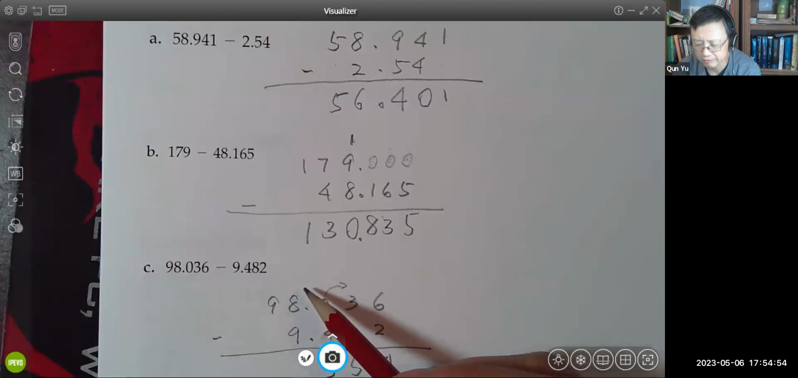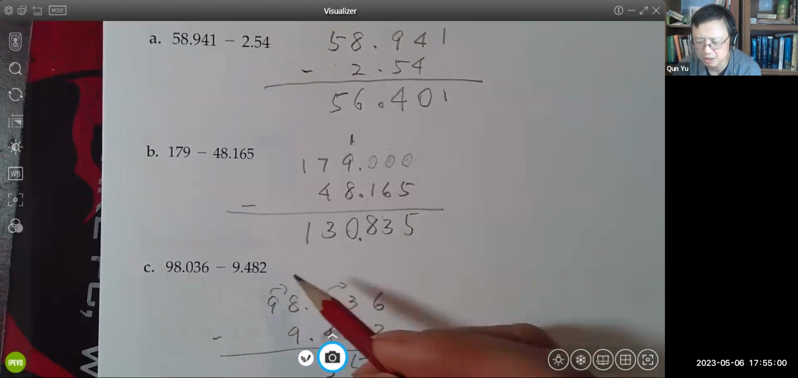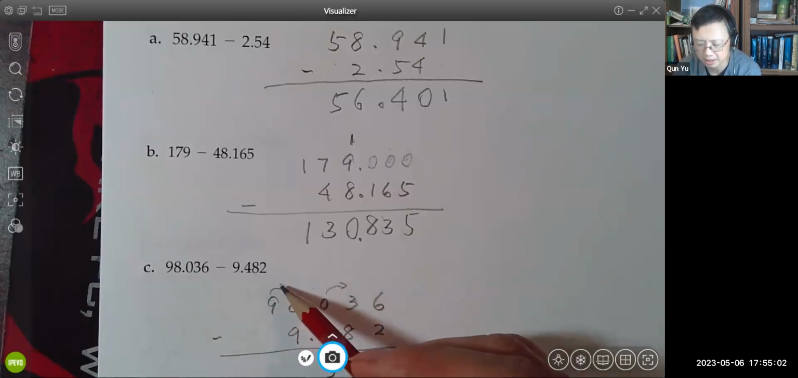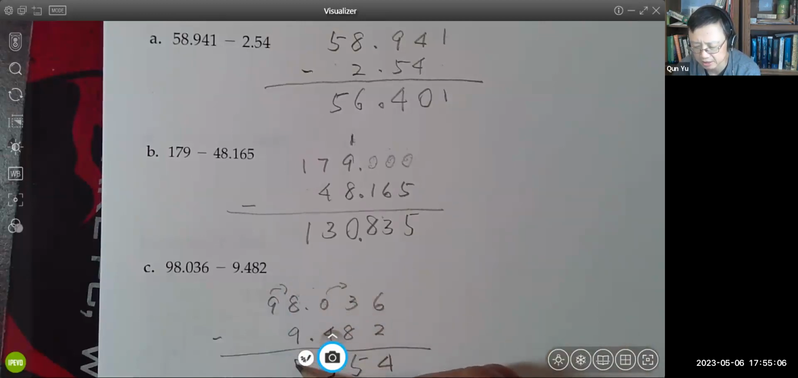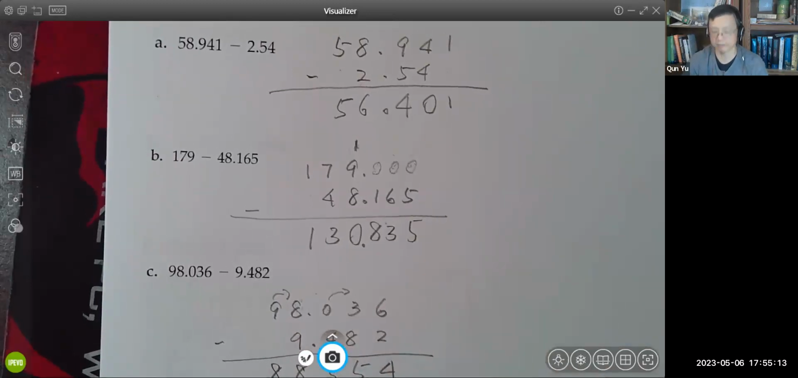After you borrow 1 from here, it becomes 7. 7 cannot minus 9, right? You borrow 1 from here. Any unit, prior unit becomes 10. Okay, this is 17. 17 minus 9, that's 8. This only has 8 left. So in the end, we get 88.554.